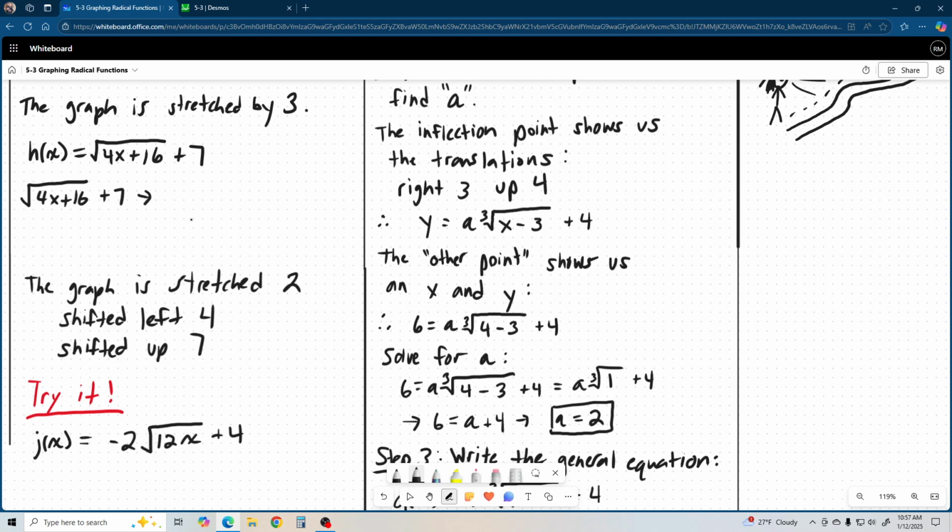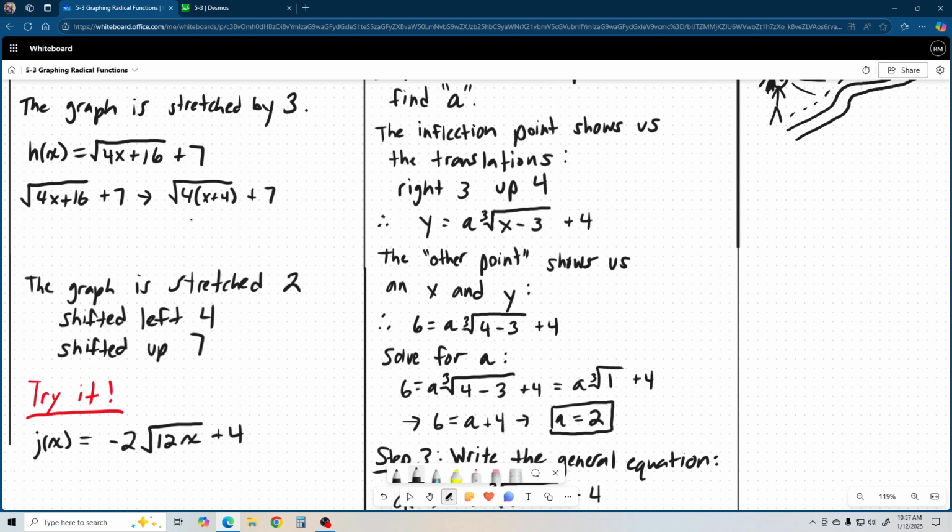I notice that I have a 4 that's in common between 4x and 16, so I'm going to factor out a 4. So I've got the square root of 4 times x plus 4, right? I factored out a 4 from each of these. So I have a 4 times an x, which would give me 4x, and then 4 times 4 would give me 16, right? And then this is just plus 7.